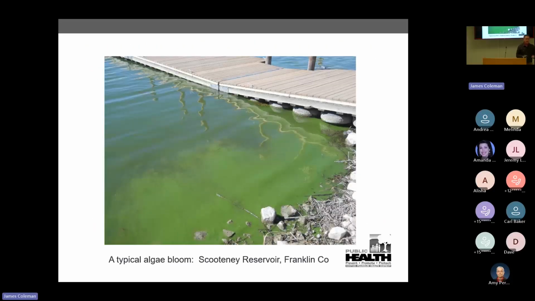So historically at the health district, we did have a toxic algae program, but mostly we just investigated when people would call us. Like somebody would say, hey, there's a green algal bloom up in Scootney. Can you go test? And we would do that. So that's kind of our mode of operation.